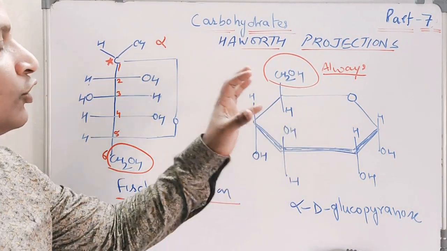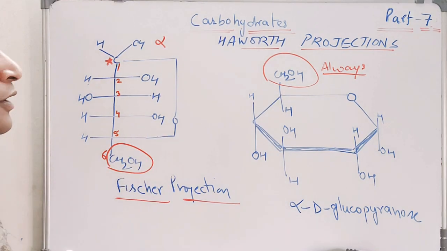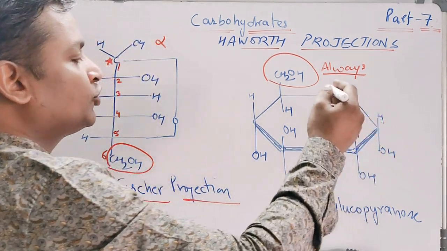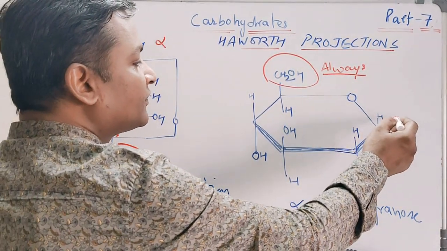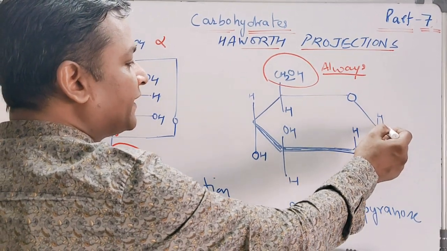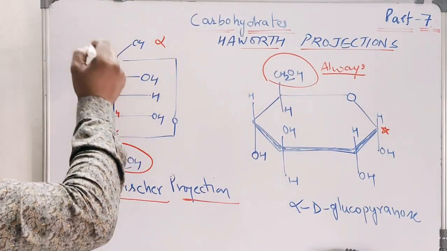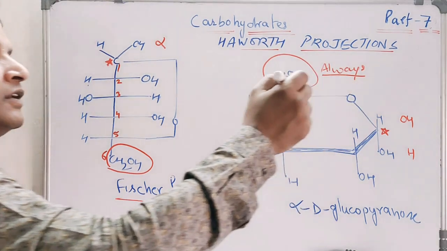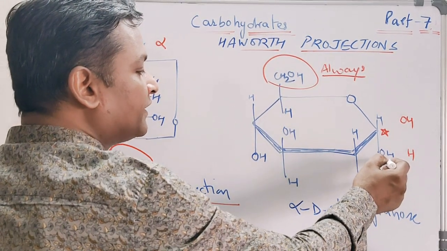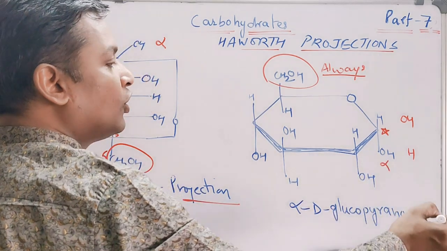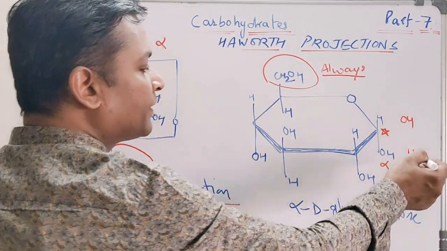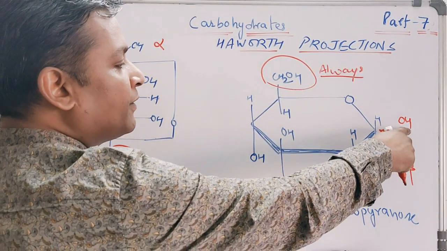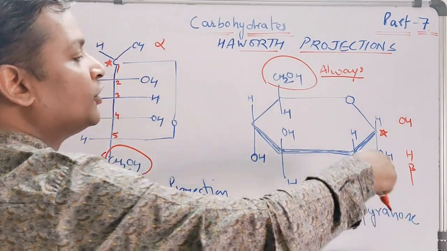So this is the structure of alpha D glucopyranose form of glucose, in Fisher form and in Haworth form. If we have to write it, you should note one important point: it is the anomeric center. So if we have to write the beta form, it becomes OHH. So remember, OH is at the lower side in case of alpha form, and OH is at the above side in case of beta form. You should always remember this.